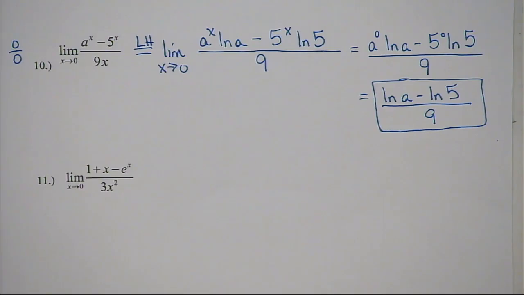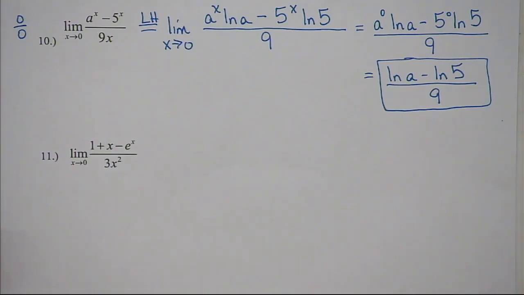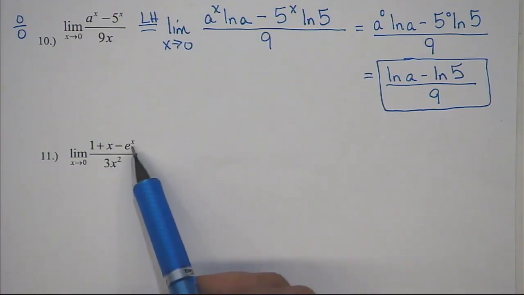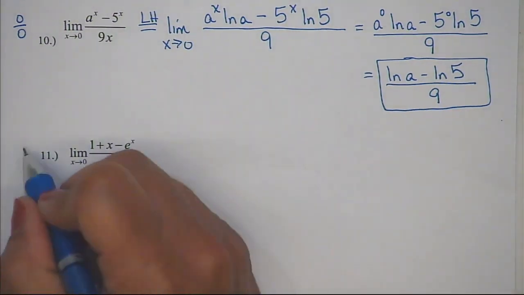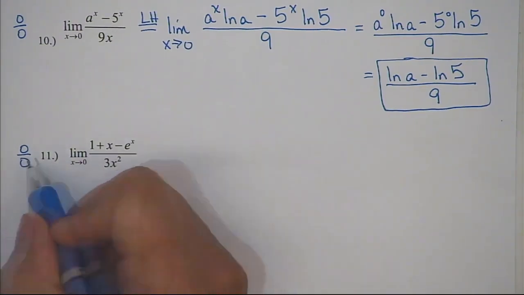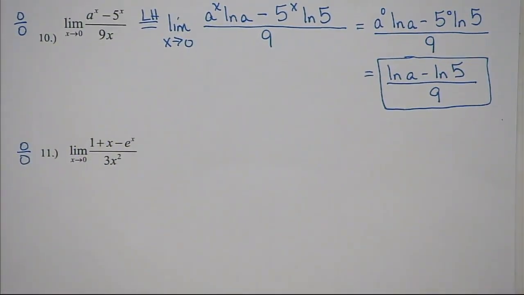All right, good. Okay, number 11. It's the first one, I believe, where we have to do L'Hopital's rule twice. So let's look at how that works. All right, so let's check first. We got x going to 0. So 1 plus 0 is 1 minus e to the 0. Well, e to the 0 is 1. So we end up with 1 minus 1 in the top, so we get 0. And obviously the bottom, 3 times 0 squared, that's 0. Okay. All right, so we can do L'Hopital's rule.